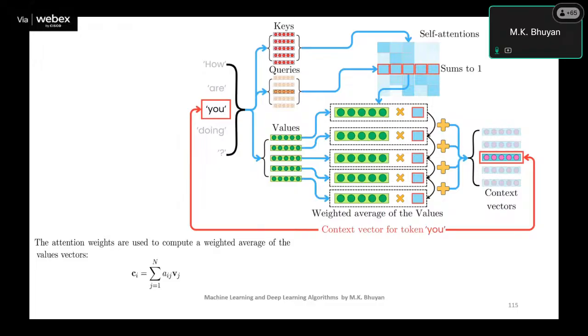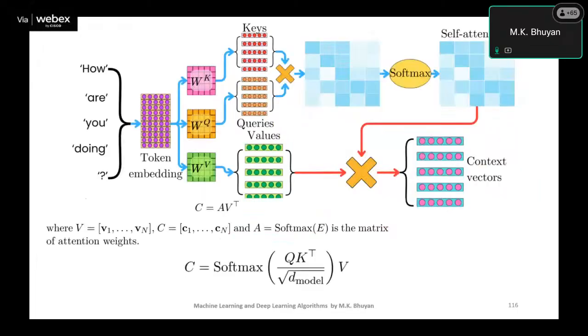After this, it is multiplied. You can see the self-attention score is multiplied with the value vector, and after this we get the context vector. So Ci is the context vector. You can see how to get it: the self-attention Aij is multiplied with Vj, and we have the context vector corresponding to the word you. Similarly, for other words also, we can determine the context vector by using this principle.